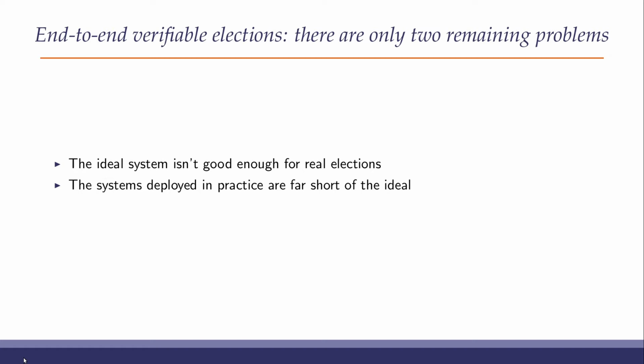So first of all, I would say that the problems that I'm going to talk about in this talk fall into roughly two categories. Number one, the ideal system doesn't really have the properties, both in terms of verifiability and privacy, that we'd really want for real elections. And number two, the systems that are deployed in practice fall a long way short of this ideal. So let's take the first bullet point first, because in some ways that's the simplest one.